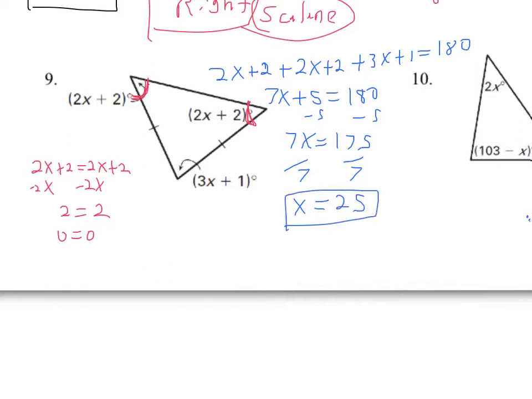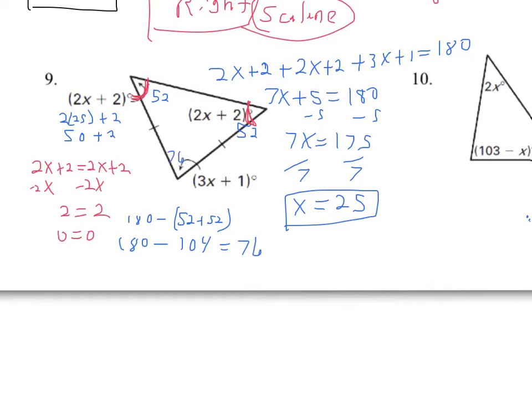And now you can put 25 back in. So if I start up here, 2 times 25 plus 2. 2 times 25 is 50, and 50 plus 2 will then be 52. And I know this angle over here is also going to be 52 because they're congruent. And so if I add the 52s together and subtract that from 180, I can get my third angle. So 52 plus 52 is 104. 180 minus 104 is 76. So this angle is 76.